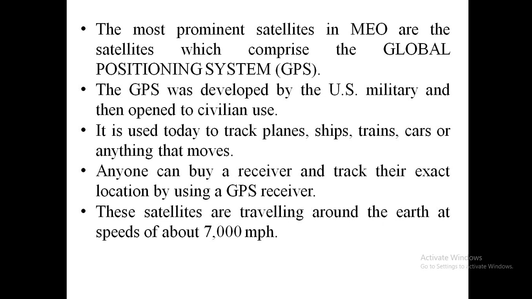The GPS was developed by the US military and was also later opened for civilian use. It is used today to track planes, ships, trains, cars or anything else that moves. Anyone can buy a receiver and track their exact location by using the GPS receiver. These satellites are traveling around the Earth at speeds of about 7,000 miles per hour.